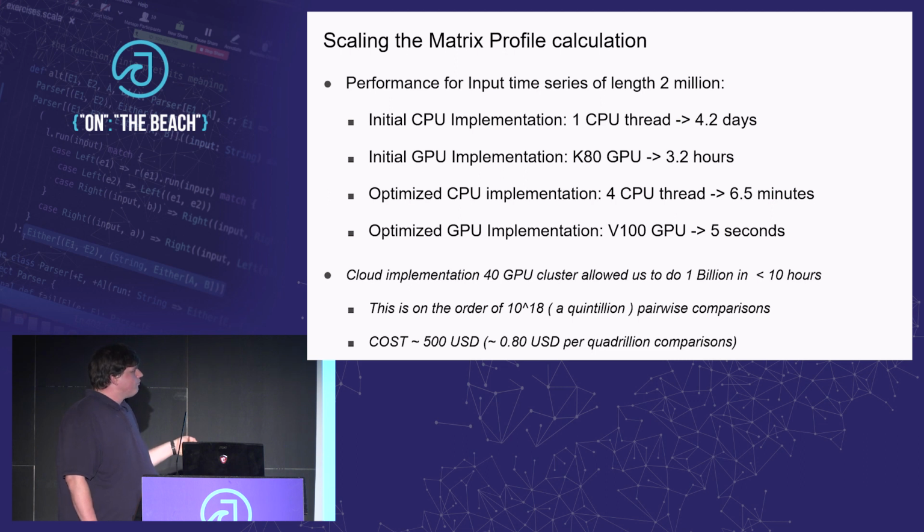So we went from computing initially, this is actually work cited from our research paper, we went from computing in 4.2 days on one CPU thread and 3.2 hours on a K80 GPU for 2 million data points, to 6.5 minutes on 4 CPU threads and 5 seconds on a V100. So if you think about this, these are published results in a research paper.